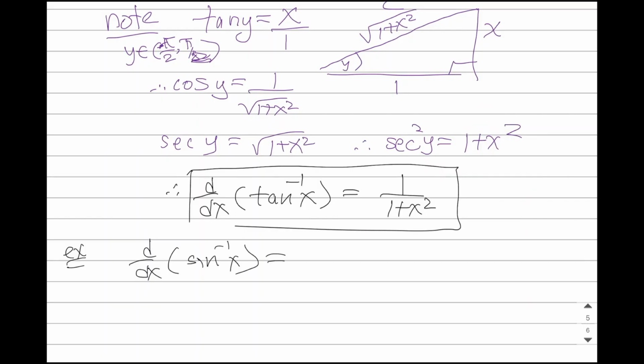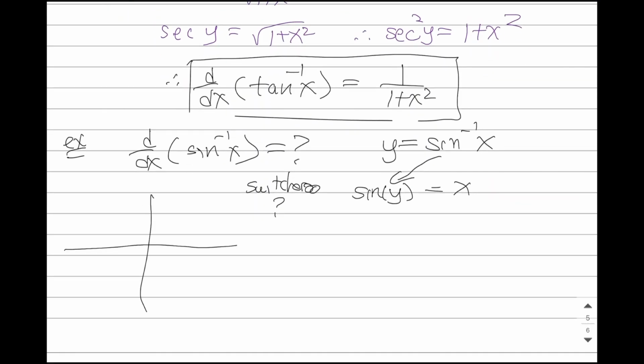So if we wanted to figure out the derivative of sine inverse of x, we would let y equal inverse sine of x, which means that we would want to switcheroo this. So we would have the sine of y would be x. But of course, we need to ensure that it's possible to do that.